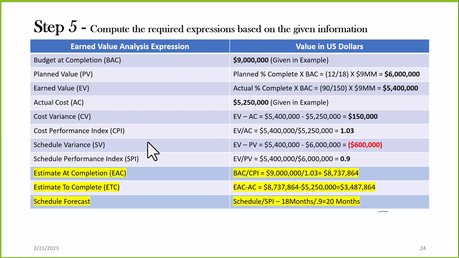All right, so how about my schedule? I said I was behind schedule. If I continue at my current working level, when will I finish this project? Remember, it was an 18-month project. We are behind schedule. So using our SPI, we will divide that 18 months by 0.9, which is our SPI, and that says we will finish this project in 20 months instead of the planned 18 months.